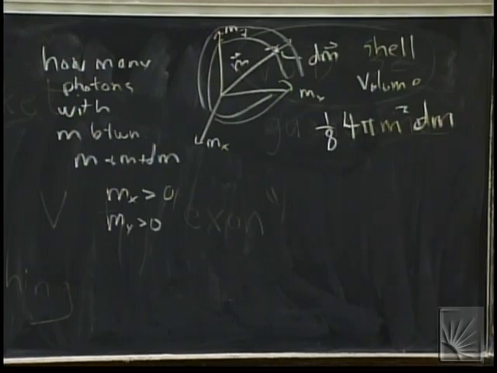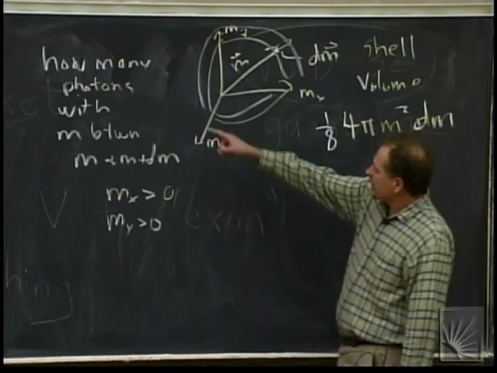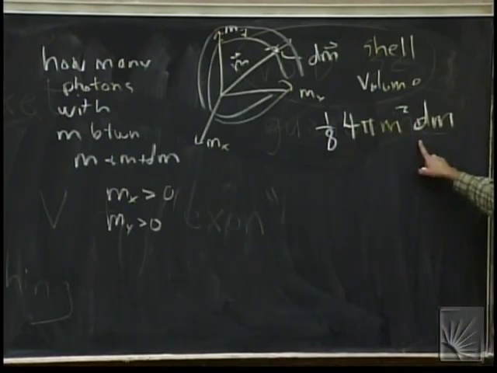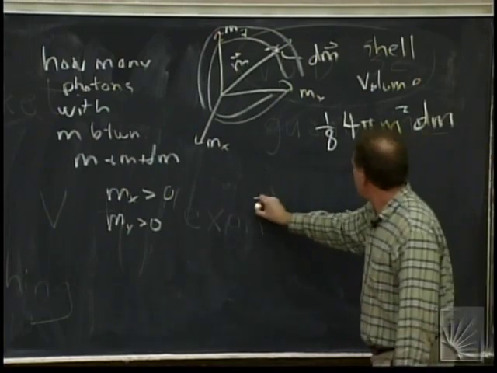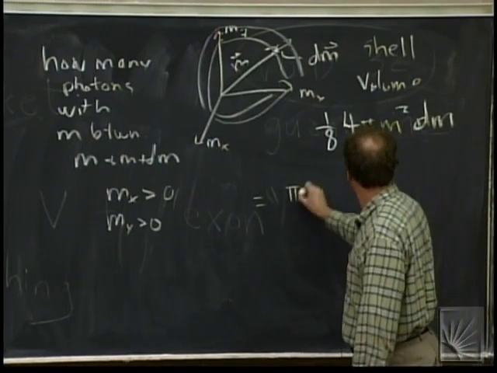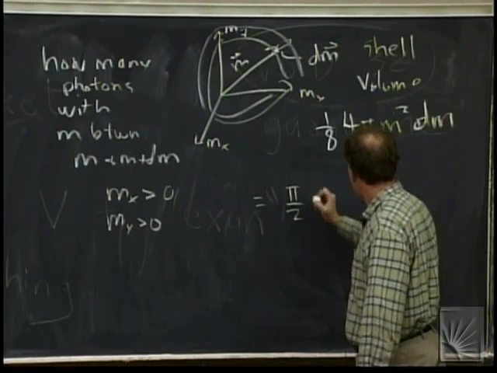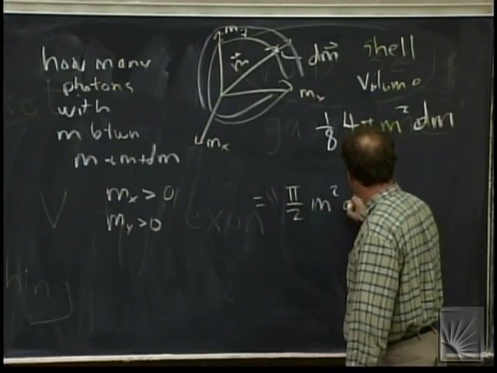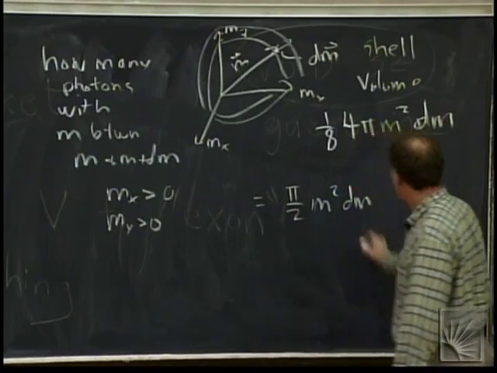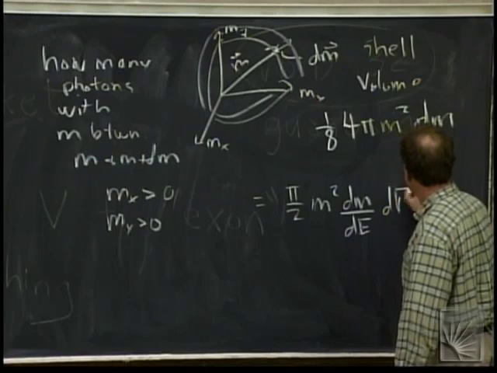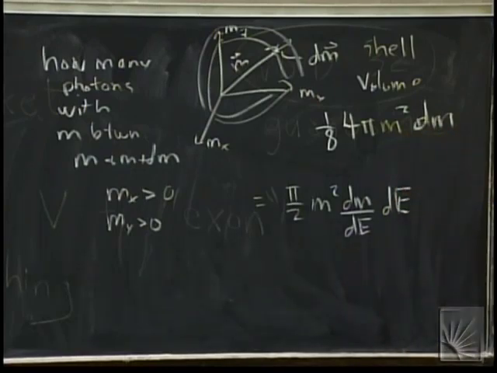Given that, the number of photons between m and m plus dm is equal to pi over 2 m squared dm. And what I could do is just say that's dm dE dE. Okay?